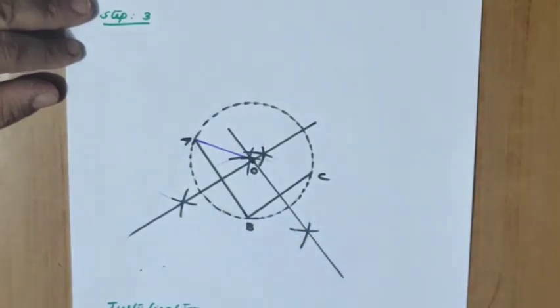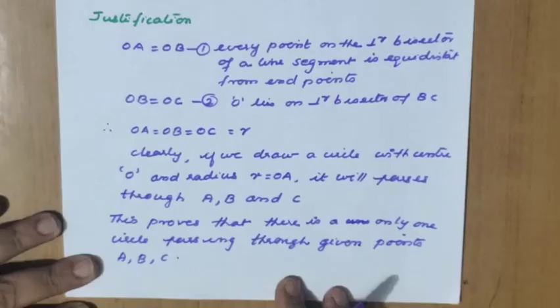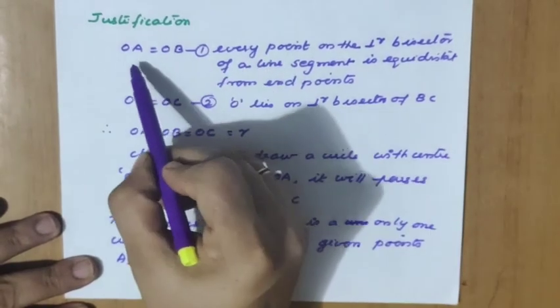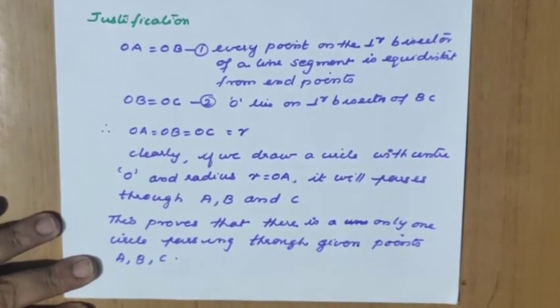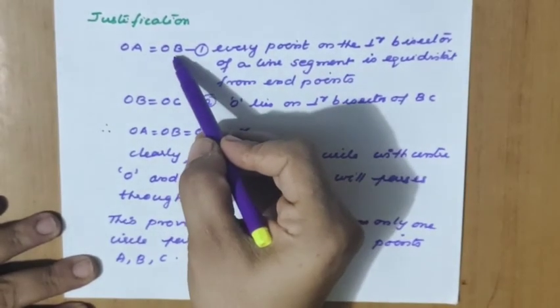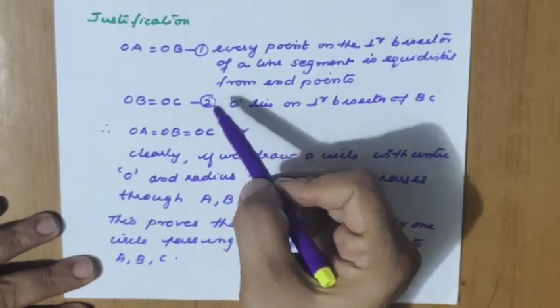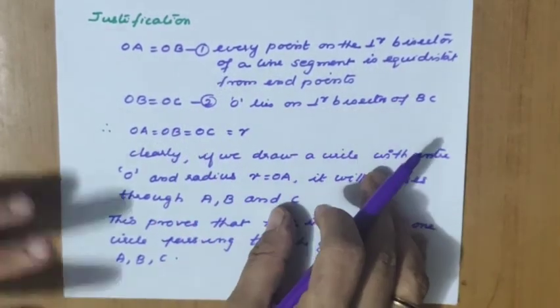Now let us see the justification. To justify this, we have to join OA, OB, OC. We have joined only one radius for constructing the circle. Now the remaining radii, OB also we have to join, OC also we have to join. So let us see that step.